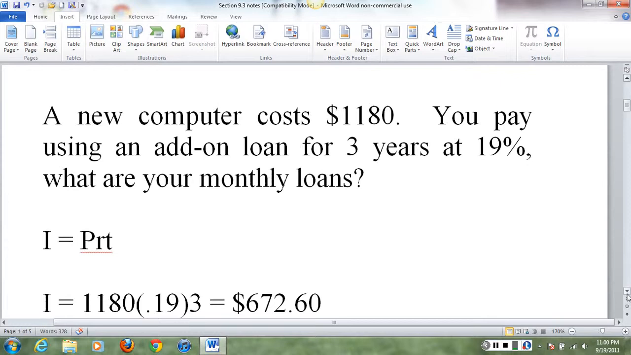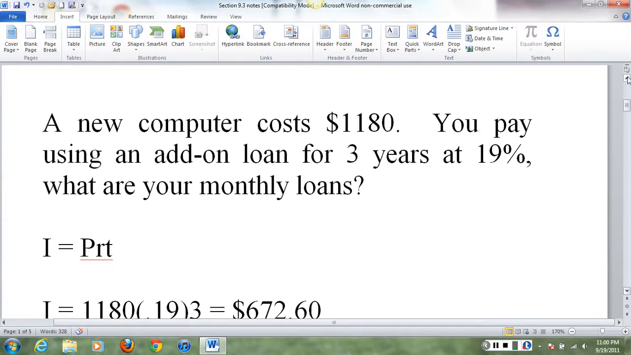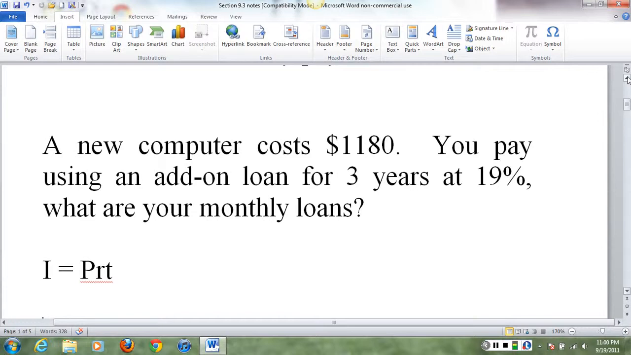So for example, a new computer costs you $1180. You pay using an add-on loan for 3 years at 19%. What are your monthly loans? Or really monthly payments.